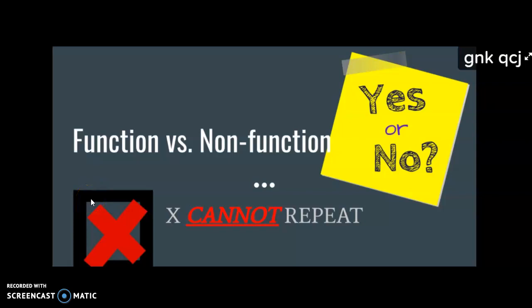Hi guys, today in class we will be talking about function versus not a function. So yes, it can either be a function or no, it could not be a function. Okay, and the main thing we want to remember is that x cannot repeat. No matter what your problem looks like, no matter if it's a table, no matter if you have ordered pairs, no matter if you have what we call a mapping diagram or a graph, x cannot repeat in order for it to be a function.